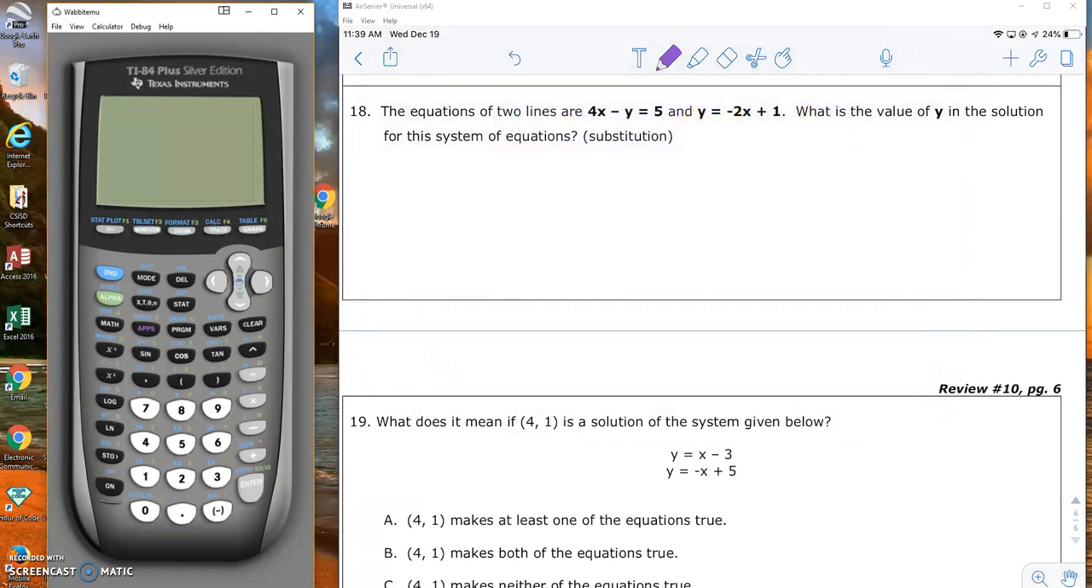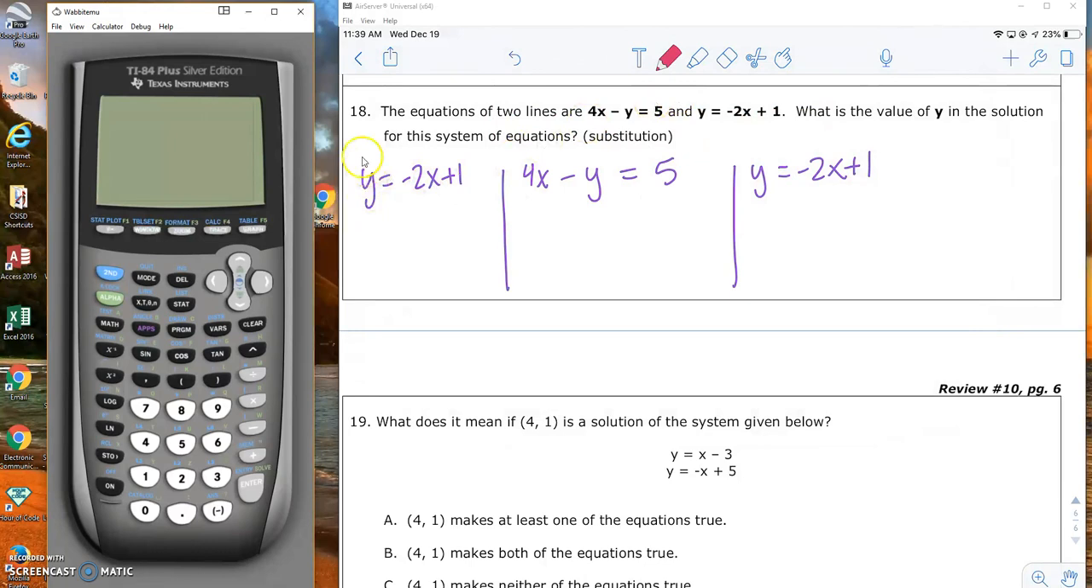18 is probably one of the longest ones on the review. We have equations for two lines and they ask for the y value, and in this it is recommended that you use substitution. Now remember, these recommendations have been based off of the test, so it is highly recommended that you use them if you want to be successful and use your time wisely tomorrow on the test, but you do not have to use that method. If you wanted to use matrices, then you would need to move this 2x to the other side. If you wanted to graph, you would need to solve this equation for y, but here's how you substitute.